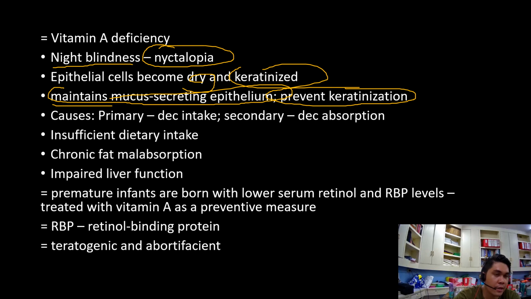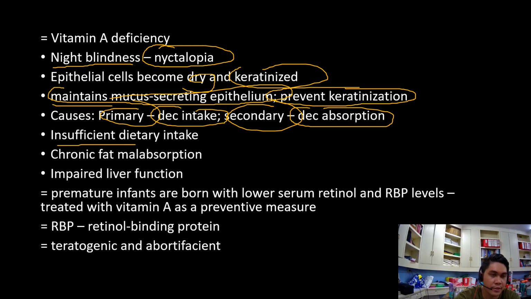For the causes of vitamin A deficiency, you have primary and secondary. Primary is decreased intake, such as insufficient dietary intake, and secondary is decreased absorption, such as chronic fat malabsorption syndrome and impaired liver function. Remember, the liver produces bile. If there's a problem with the liver, you have decreased bile production, which is important in the absorption of fats, and fat-soluble vitamins are absorbed together with fats.